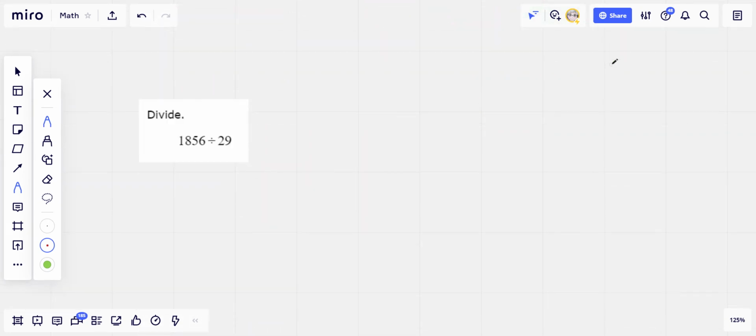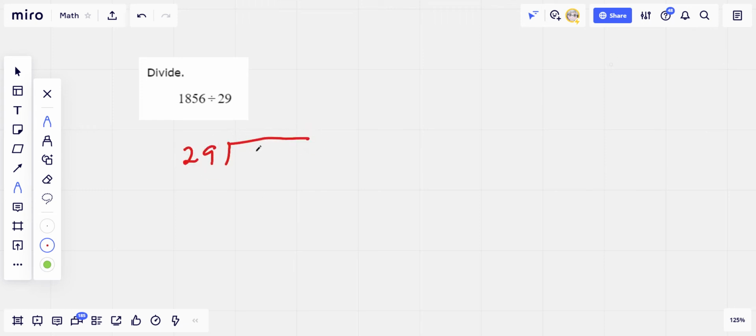Let's try another one to practice. This one looks pretty bad too, at least at first glance. But let's go ahead and set this up. So 29 is what we're dividing by, and we have 1,856. So 29 won't go into 1, won't go into 18, but it will go into 185. So that's our first thing to think about, 185 divided by 29.